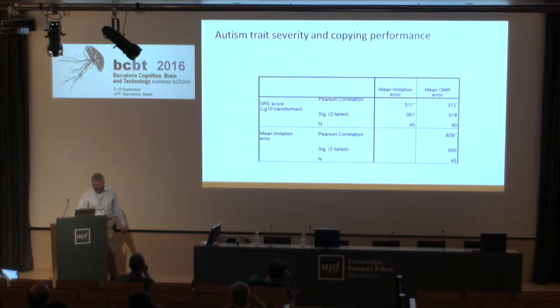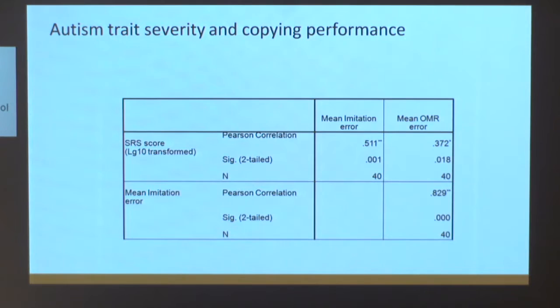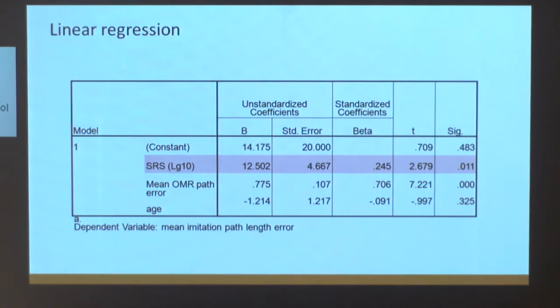So similarly, we looked at correlation. We find that there's a correlation with the SRS, with severity. Unfortunately, not actually within the group. This is when we've merged two groups. We see that there's a correlation between autism severity and, again, error on both tasks. But if we do a linear regression and control for the object movement reenactment error, we still see a significant correlation with SRS on the imitation task.